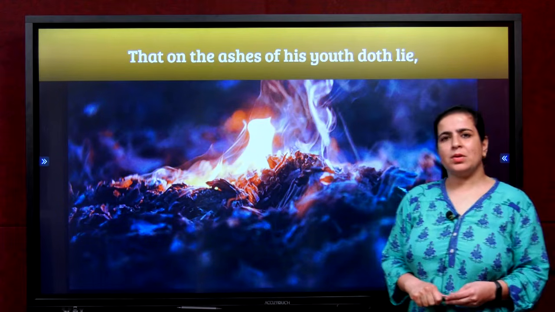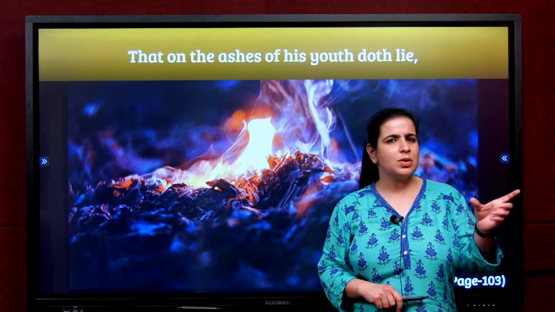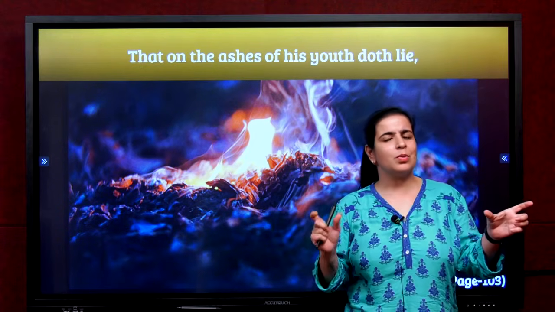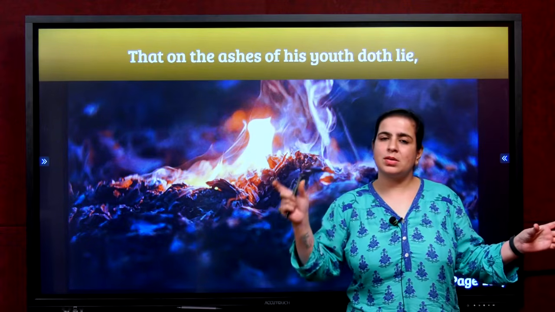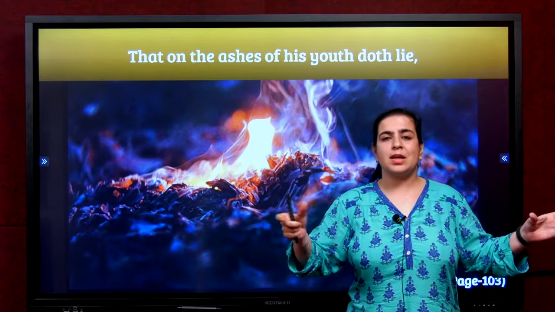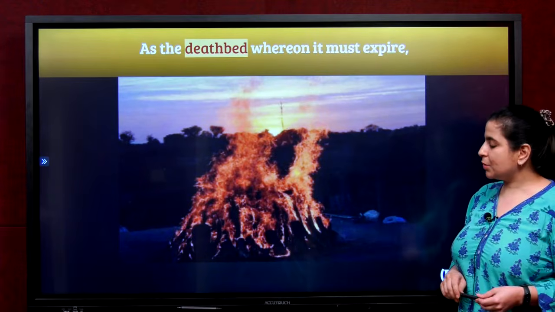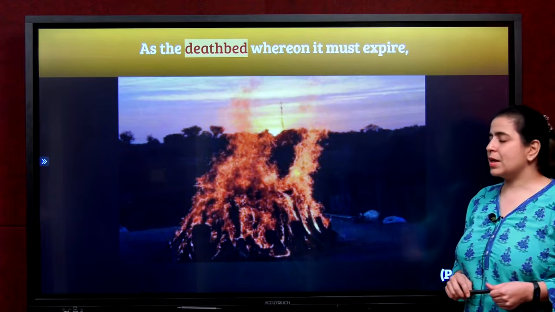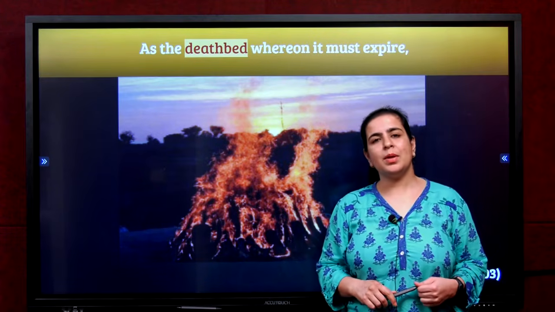Why is he talking about this? Why is the author talking about all this? There is no connection between them, right? What does he want to tell the reader? He's talking about the seasons, he's talking about day and night, and he's talking about the burning fire. He is trying to tell us something. As the deathbed whereon it must expire. Ultimately, by the end of the day, what will happen?